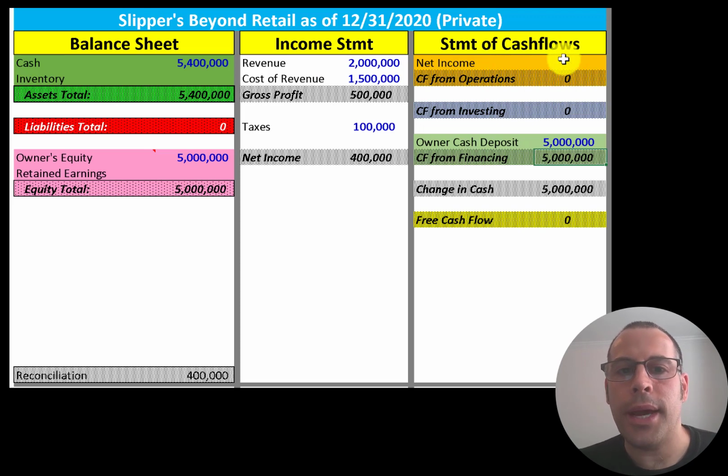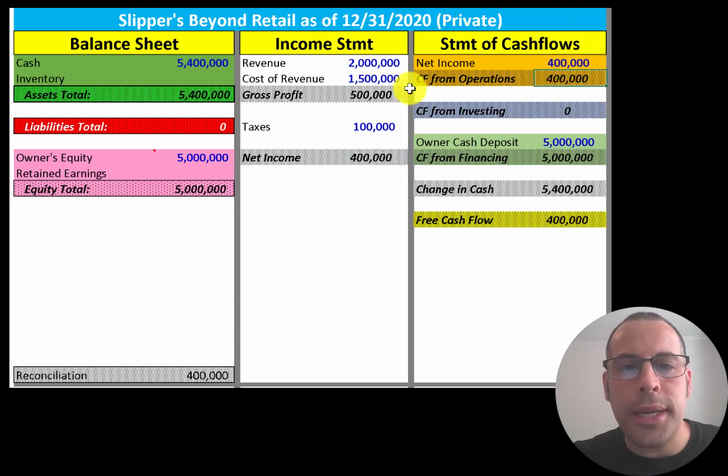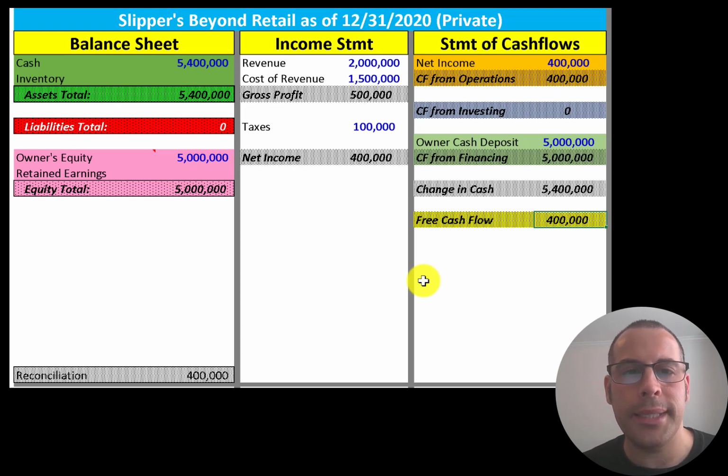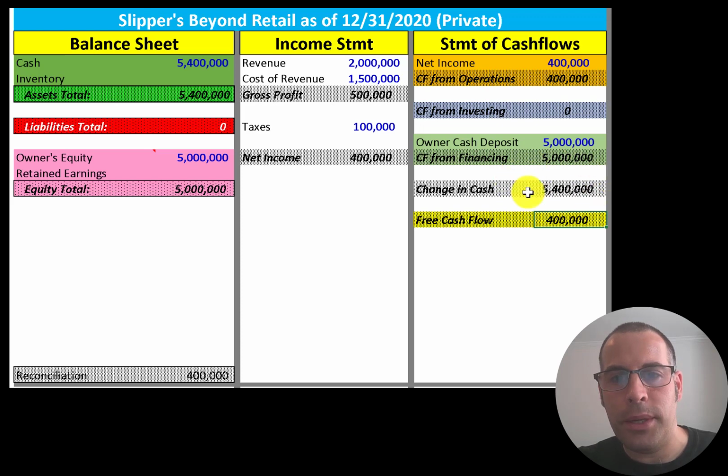So the way you calculate cash flow from operations, you start with net income. Then to calculate cash flow from operations, you have to add back the non-cash items on the income statement. There weren't any non-cash items. So the $400,000 is our cash flow from operations. When the year first started, we had 0 in cash. And now that the year is over, we added $5.4 million of cash.